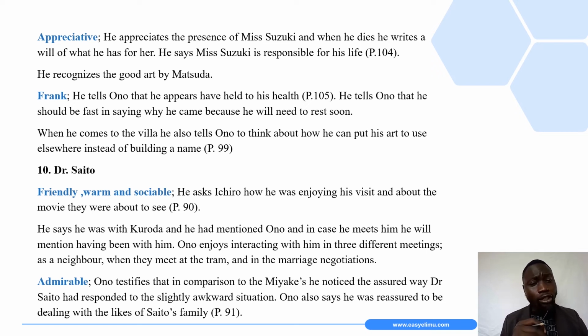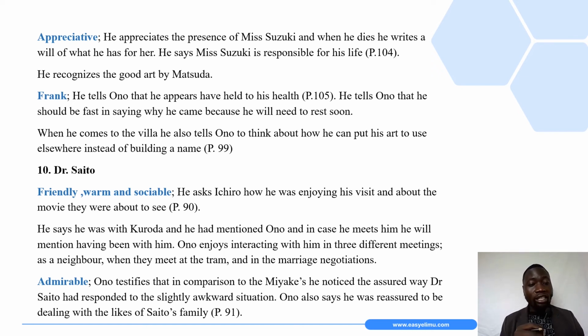he is also frank. So we are told that he tells Ono that he appears to have held to his health, and he tells Ono that he should be fast in saying why he came, because he will need to rest soon. So that also shows how frank he is. So again, when he comes to the villa, he also tells Ono to think about how he can put his art to use elsewhere instead of building a name.